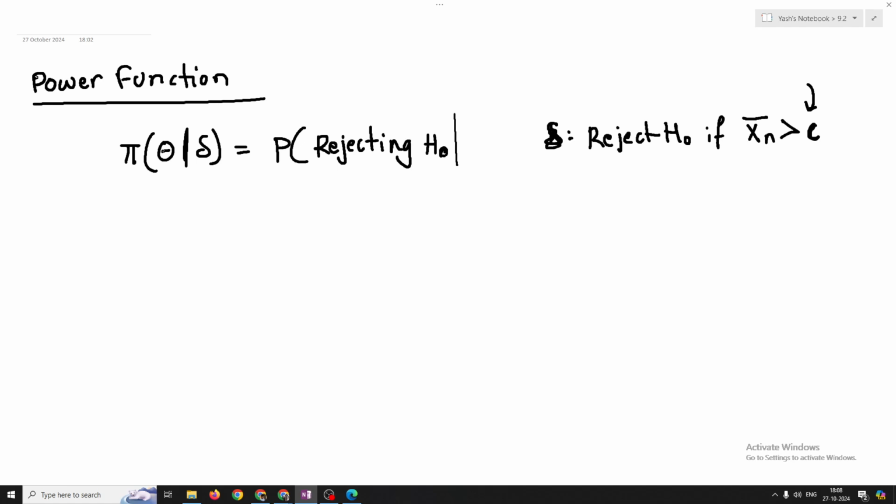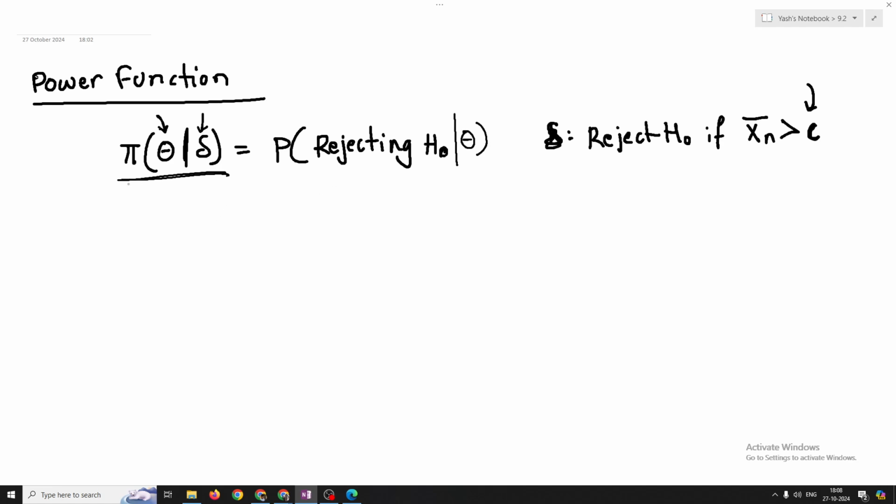So when I write this in probability terms, this basically says that if my parameter's value is theta, and this is my test procedure, then what is the probability of rejecting h naught? In this notation, you would just write this as the probability of rejecting h naught if your parameter value is theta, and that is just what the power function is.